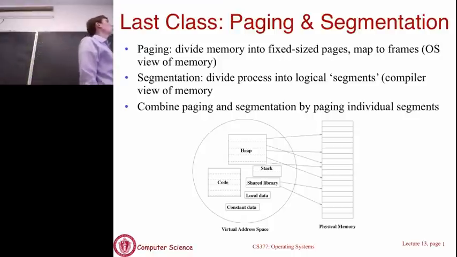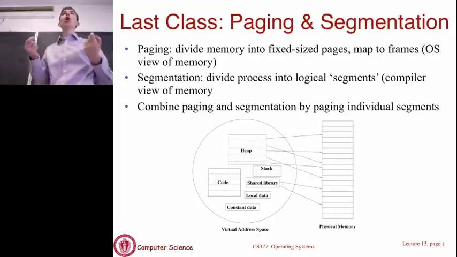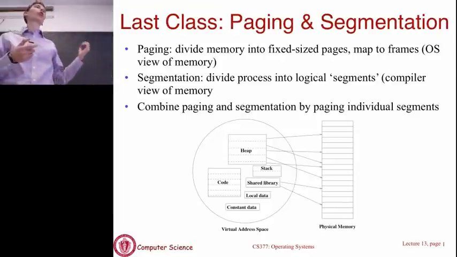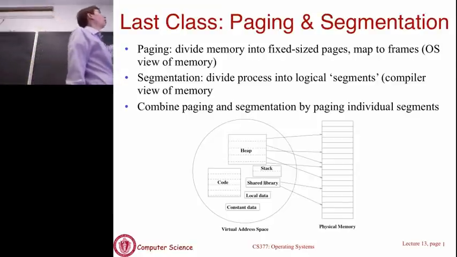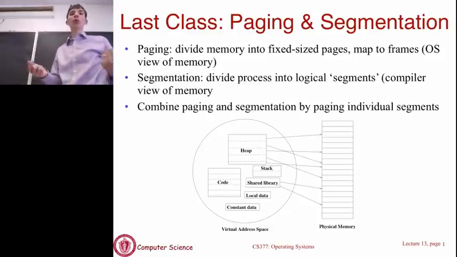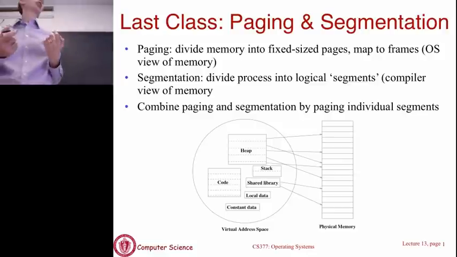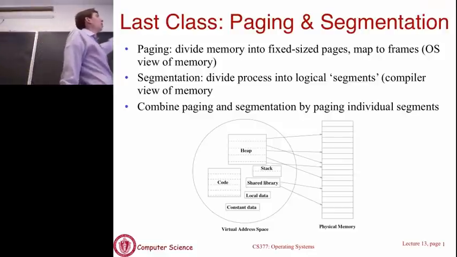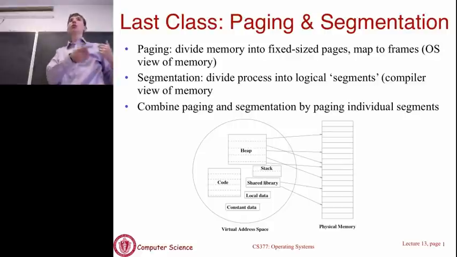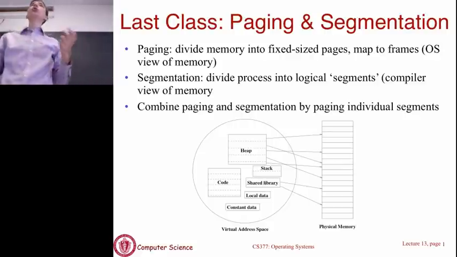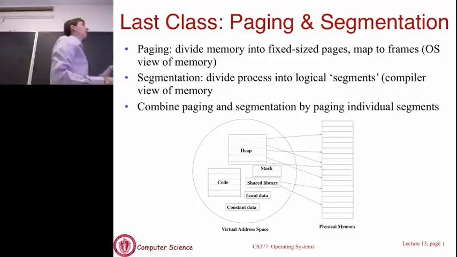Versus segmentation was where we're taking our process and thinking of it in terms of logical segments. These are the sorts of things that the compiler is talking about: things like the heap, the stack, the actual code of the program. These are all logical segments. And so then we're combining paging and segmentation by taking each one of those segments and individually paging it. In doing that, we get essentially the benefits of both paging and segmentation that we're interested in.